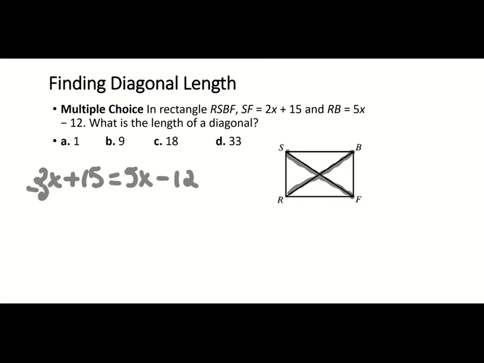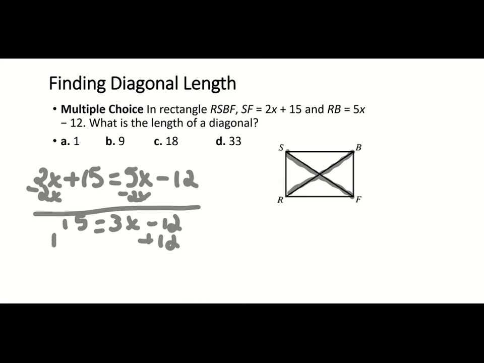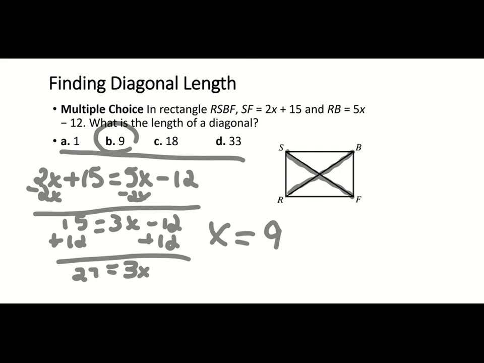So I'll subtract 2x, and that means 15 is equal to 3x minus 12. Let's add 12 to both sides. So 3x is equal to 27. If we divide by 3, that means x is going to equal 9. So x is 9. So if I look at these choices, I'm like, oh, my answer is B.